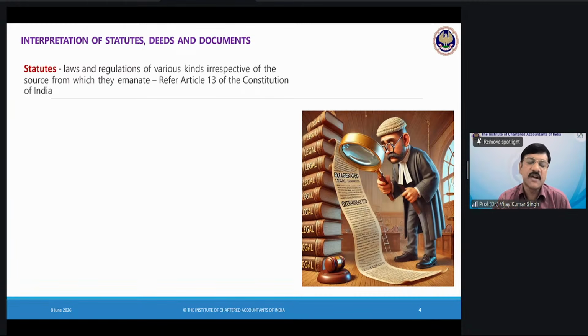So the first question which comes to your mind is, what are statutes? When I say statutes, what do I mean? Statutes means laws and regulations of various kinds, irrespective of the source from which they emanate, right? So what are the sources from which the law can emanate? Can you people type? From where do you think the law can emanate? What are the sources from which the law or statutes come?